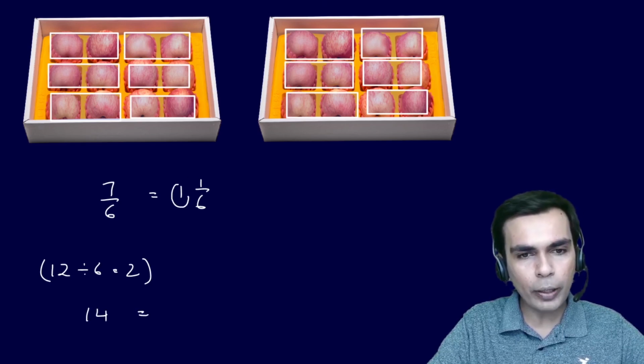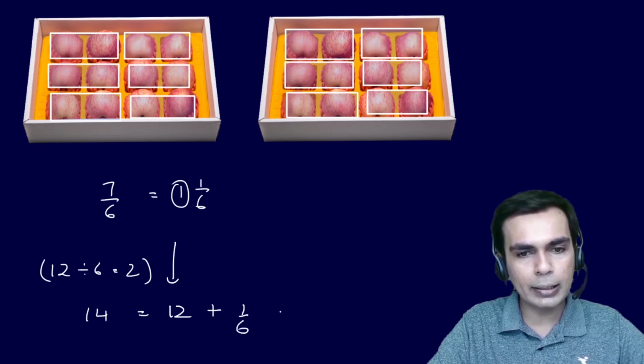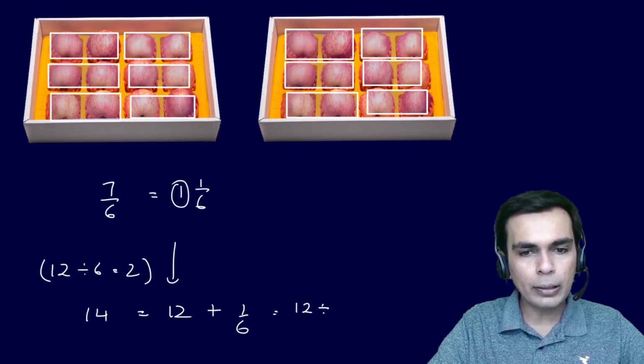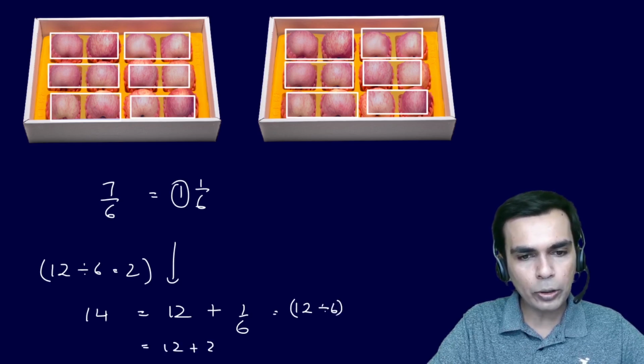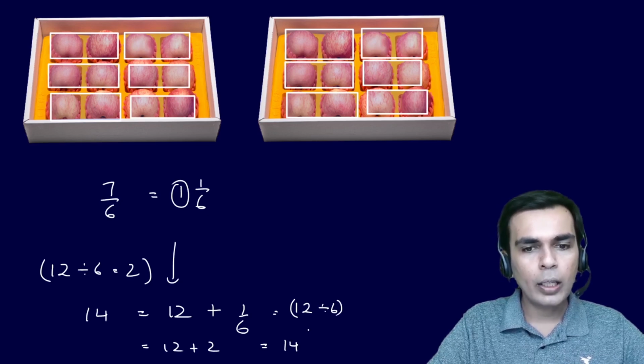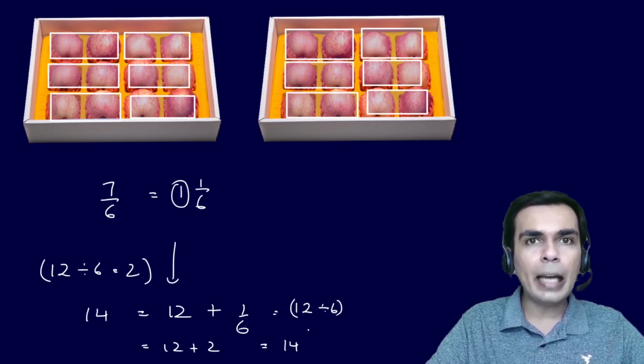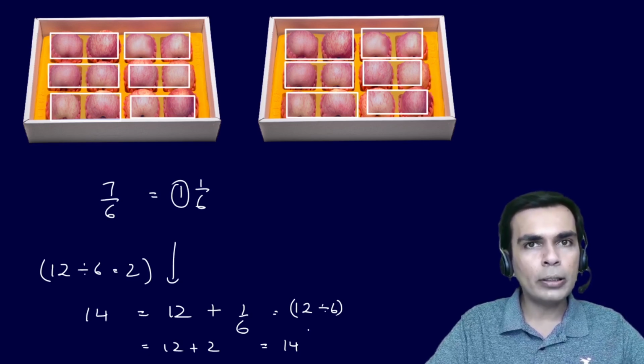And of course, another way would be 1 whole, which is 12 apples, plus 1 by 6. 1 by 6 means 1 part of the 6 parts of the whole. Total apples in one sixth is 12 divided by 6, which of course will be 2. Therefore, this will be 12 plus 2, which will also be 14. So either way, 7 by 6 or 1 plus 1/6, it means the same thing. Those many apples or that part of these two boxes was given away.